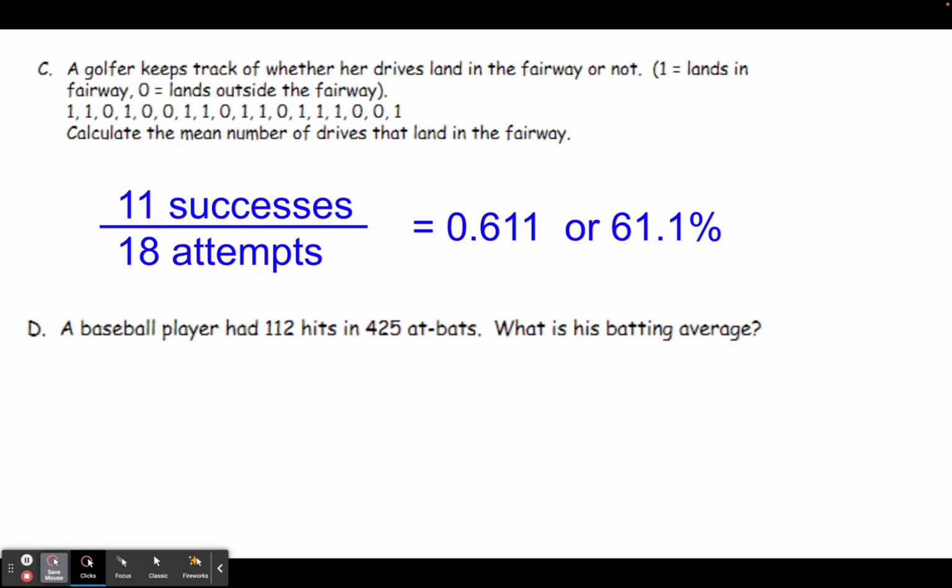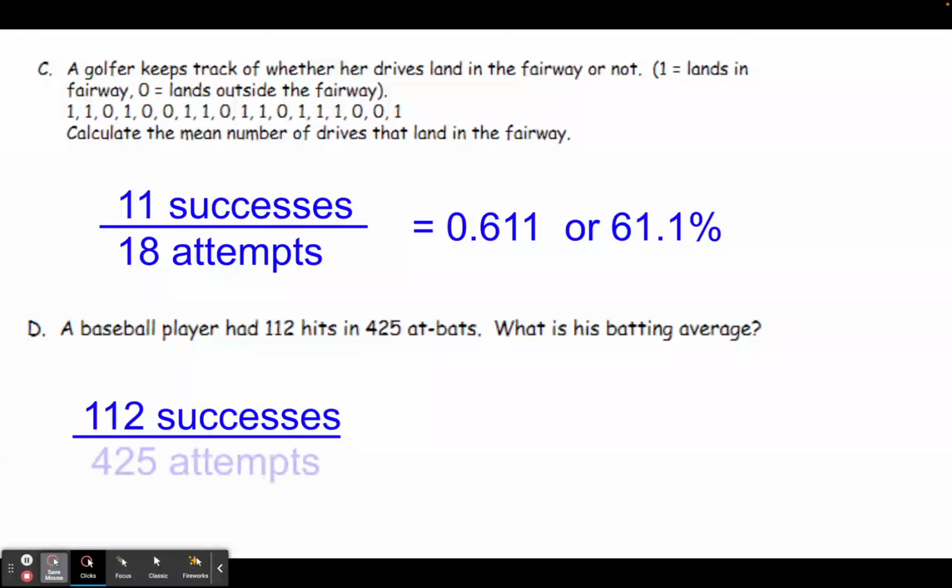Letter D is a good example of a common measure of average that we're going to calculate in this class, and that's batting average. The way we calculate batting averages is very similar to what we did in letter C, where we want to take the number of successes out of the total number of attempts. In baseball, a success is considered a hit, and an attempt is considered an at-bat. So in this case, the batting average would be 112 hits, or 112 successes, out of the number of attempts, which is the 425 at-bats. And 112 divided by 425 is the decimal 0.264.